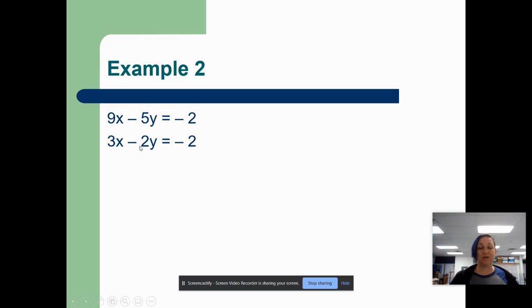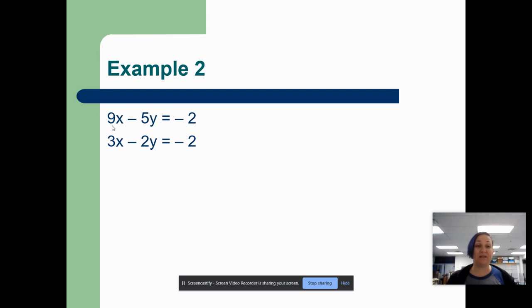Looking at the y's, because we eliminated the y's last time, I can't really do the y's because I can't change a 2 into a 5 using multiplication because 5 is odd. And I can't change a 5 into a 2 using multiplication because 2 is smaller than 5. So probably don't want to eliminate my y's. Looking at my x's, I can change a 3 into a 9 using multiplication. 3 times 3 would give me 9. So I think I'm going to try to eliminate my x's.